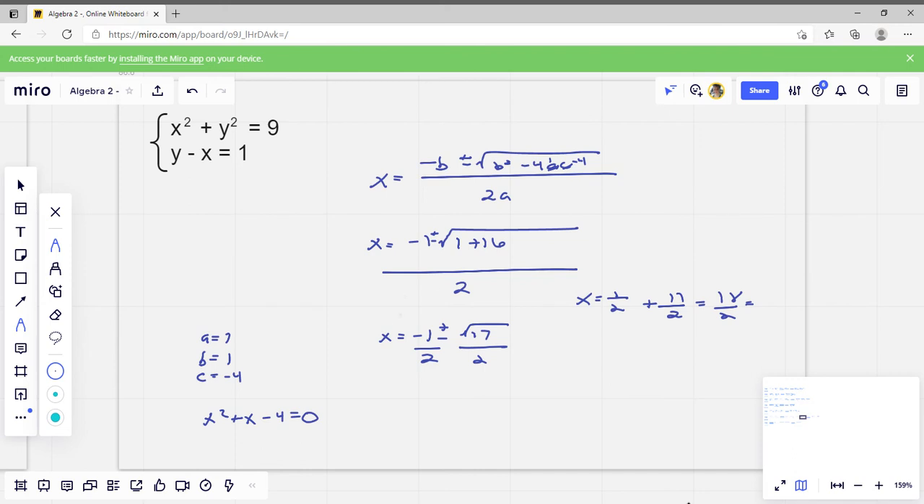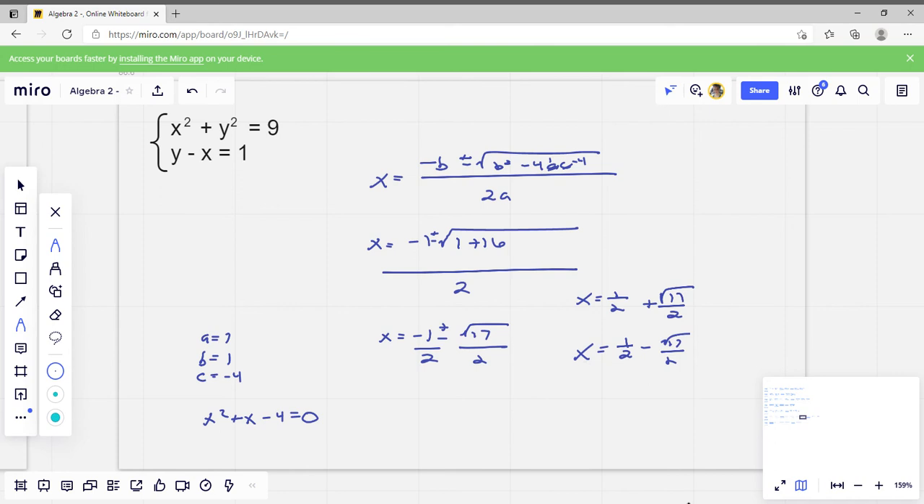I think they leave it like that. Oh, because that's still under the square root box. Yeah, we can't do anything with that. Okay, never mind. That stays like that. So there's our value for x. And here's our other value, 1/2 minus square root of 17 over 2.